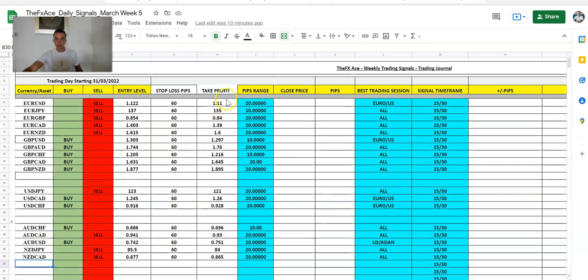Take profit is always going to be the same. We just discussed that pip range. I just discussed a sell trade and a buy trade. You can see today that on the British pound USD we're looking to buy the market around an entry level at 1.3300. The pip range is 10 pips.